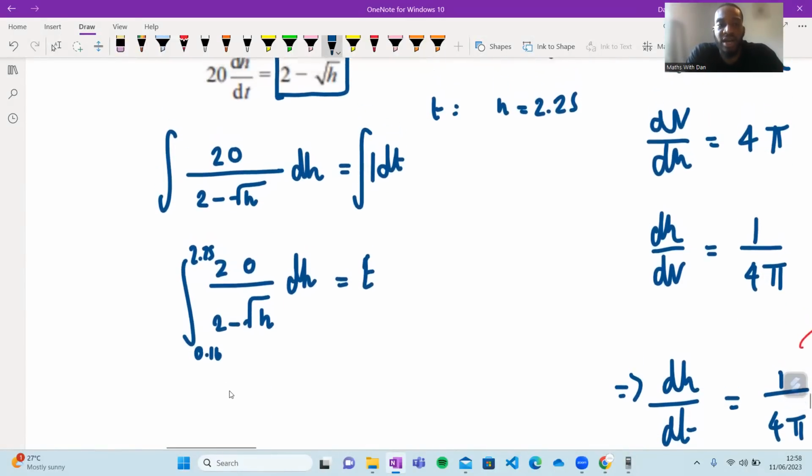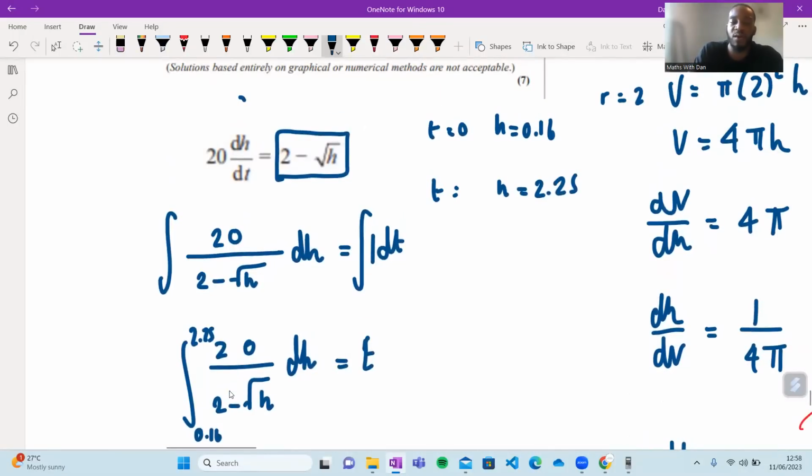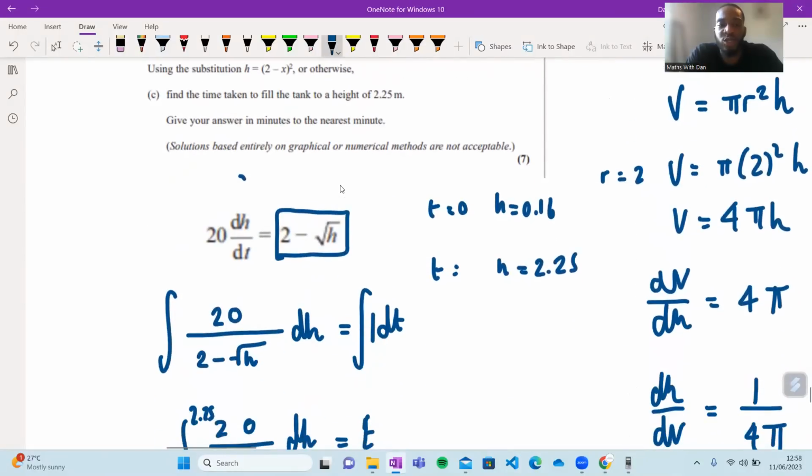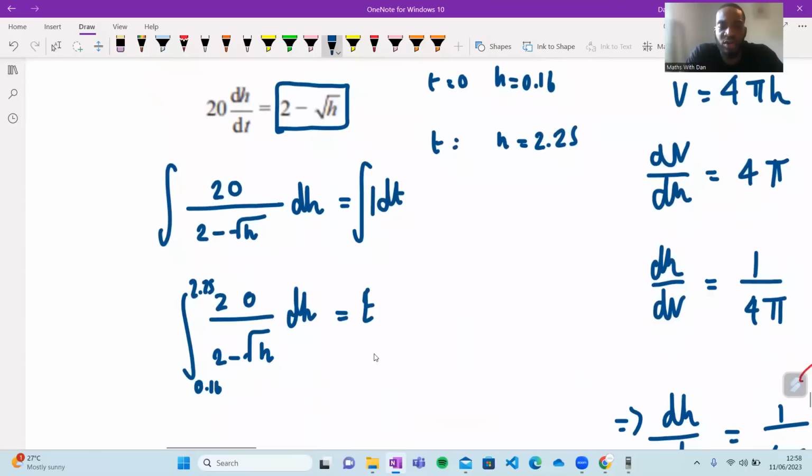Yeah, that all clear? That okay with that? And even if this is a bit weird to you, it's 2 marks. It says use the differential equation. You want it all in terms of h, right? Just separate variables as you normally would, and you just put in the limits. Yeah, good stuff.